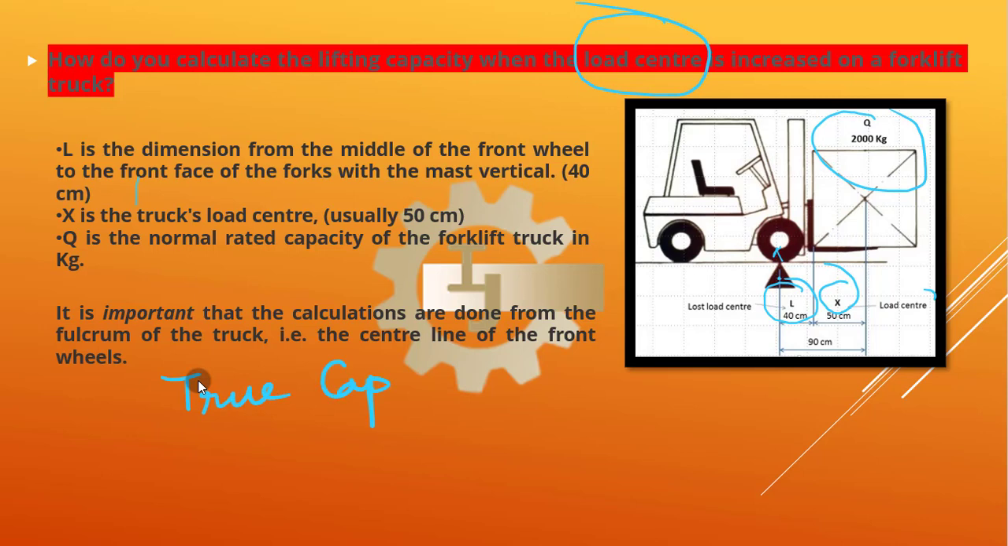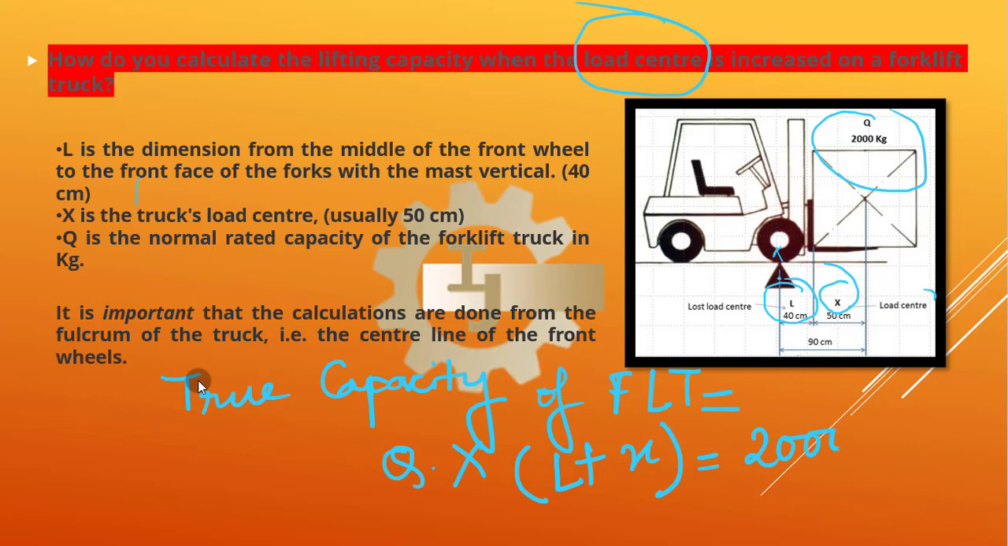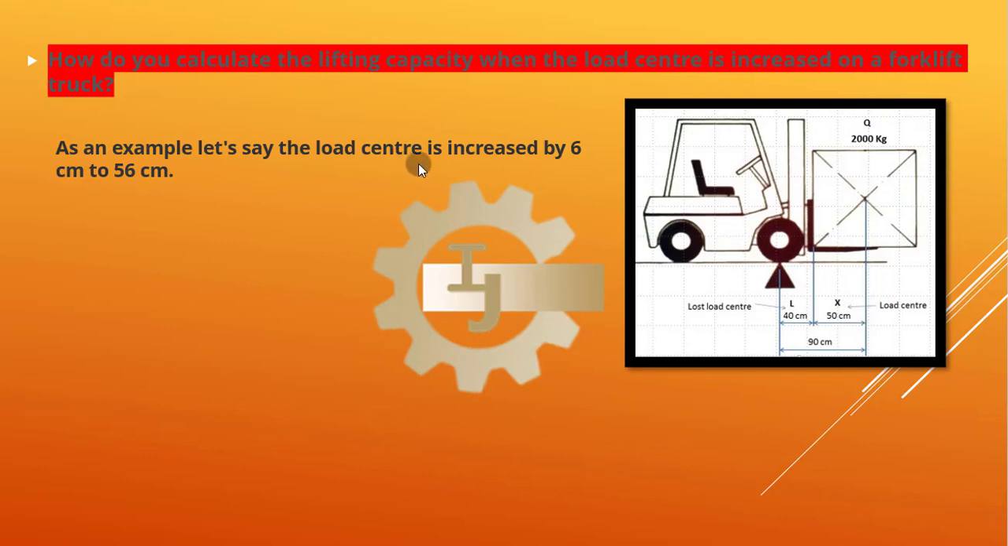True capacity of the forklift truck is equal to the load, that is the normal rated capacity Q, into L plus X. Here Q is 2000, into L is 40 centimeter and X is 50 centimeter. So the true capacity will be 180000 kg centimeter.